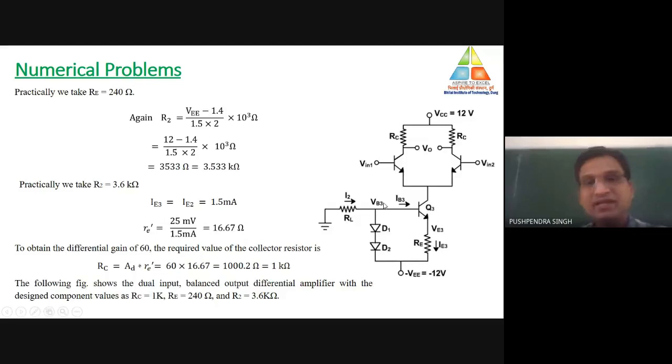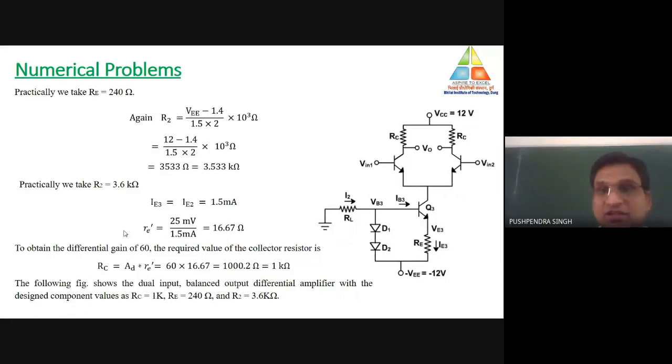Now as per the current mirror circuit, we know that the value of output current is equal to input current. And what is the value of IC3? I told you IC3 is IE1 plus IE2. This is IE1, this is IE2, and each is equal to 1.5 milliampere. Now we need to calculate the value of RE dash.